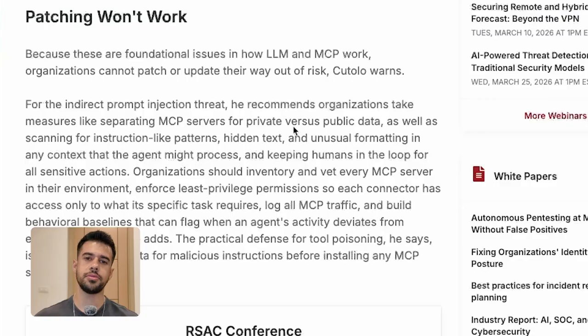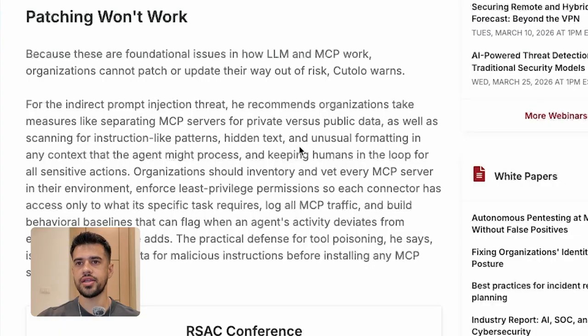If you guys have been learning cybersecurity for any amount of time, you're probably familiar with those two things, patching and configuring it more securely. Well, that's actually not a viable solution here because it's architectural. This is how this stuff is designed to work. So what they're proposing instead for the meantime is things like guardrails.